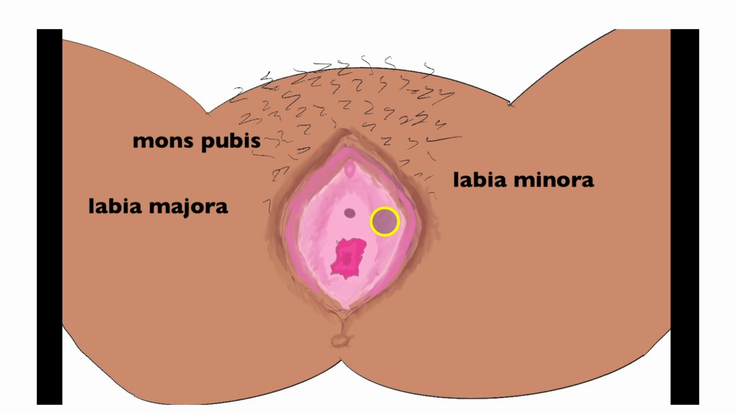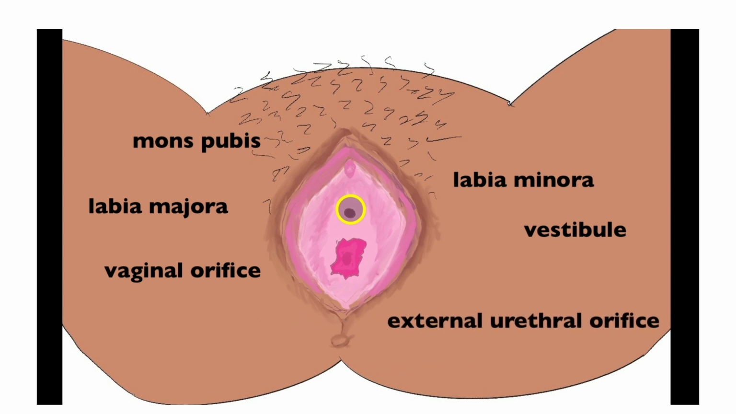The space confined within the labia minora is known as the vestibule, and that includes the vaginal orifice that we see right here and the external urethral orifice that we see right here. Anatomically speaking, the external urethral orifice is anterior to the vaginal orifice. So that's important to understand. If you visualize the previous image with the individual standing erect and facing to the left, the external urethral orifice is anterior and slightly superior to the vaginal orifice.